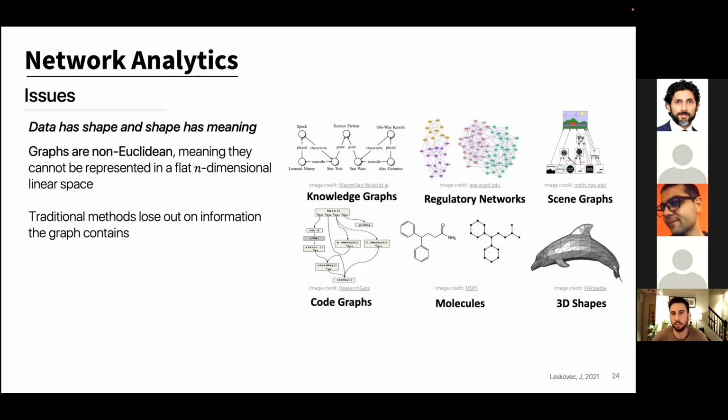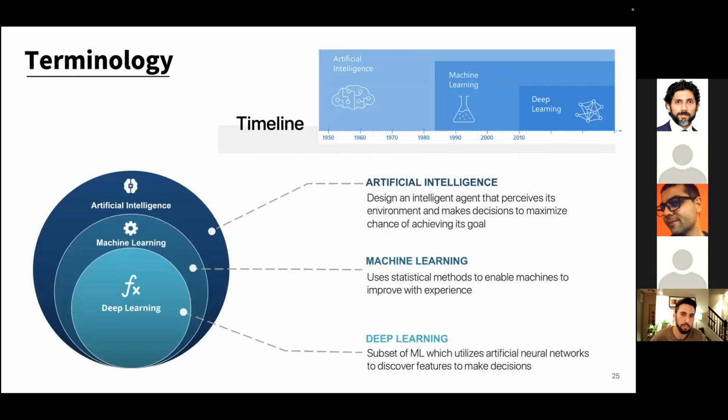So a main research interest for me is how we can take advantage of the full relational structure of the network for complex analyses, specifically using deep learning. For those of you who are unfamiliar with deep learning, I figured I would pause here and clarify some terminology since these terms are sometimes used incorrectly or interchangeably.